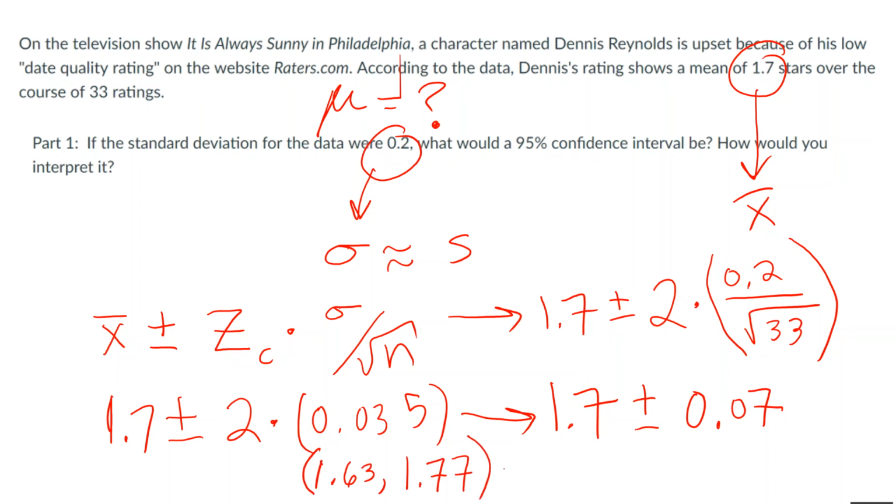which I'm going to write a different way to remind myself of what it is we're looking for. And we're looking to estimate the true mean. So we're 95% confident that the real mean rating for this person is between 1.63 stars and 1.77 stars.